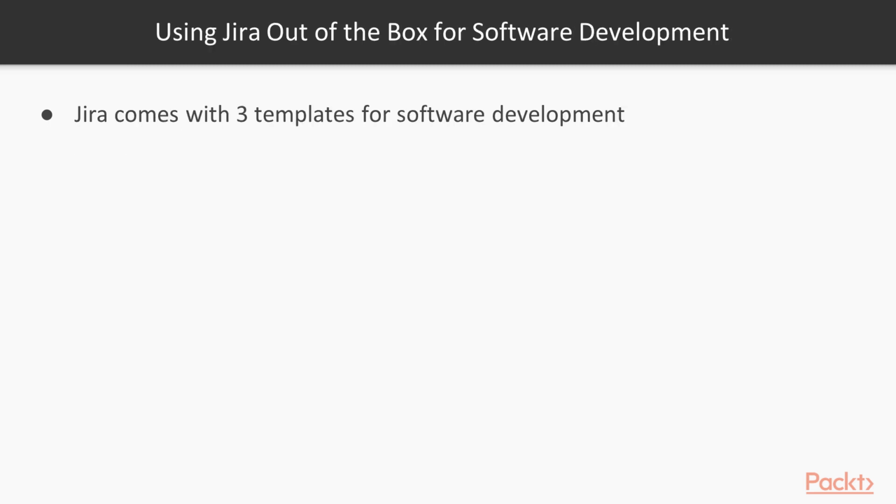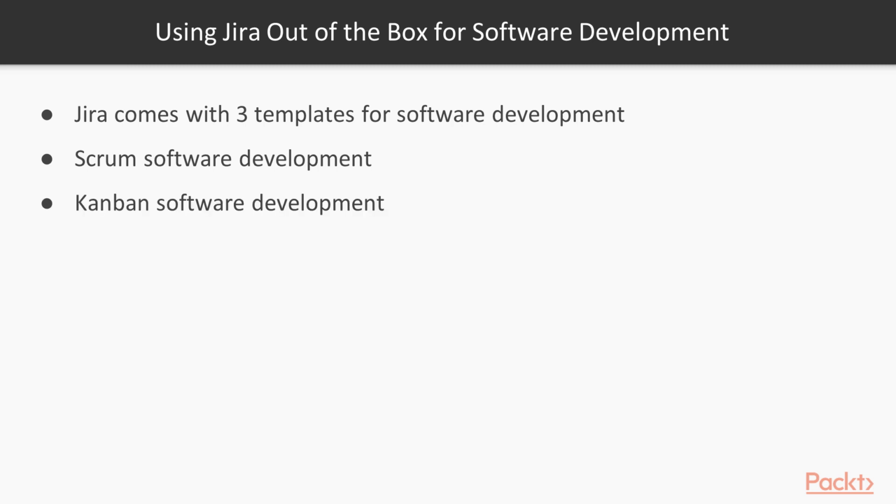Using Jira out of the box for software development. As I mentioned earlier, Jira comes with 3 templates for software development. You can use Jira for Scrum software development, you can use it for Kanban software development, and you can also use Jira without the boards for Scrum and Kanban. You can use it for basic software development as well.